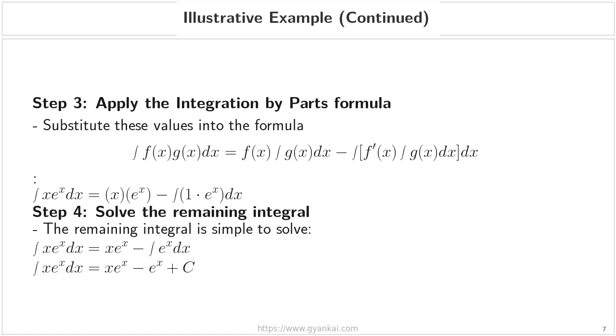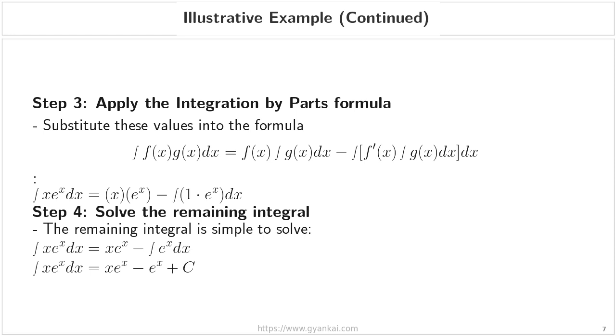Moving on to step 4, we need to solve the remaining integral. Notice that the integral of 1 times e to the power of x dx is simply the integral of e to the power of x dx. And we already know that the integral of e to the power of x dx is e to the power of x. Therefore, our integral becomes x times e to the power of x minus e to the power of x plus a constant of integration, which we denote as c. Don't forget that constant, as it's crucial for indefinite integrals.